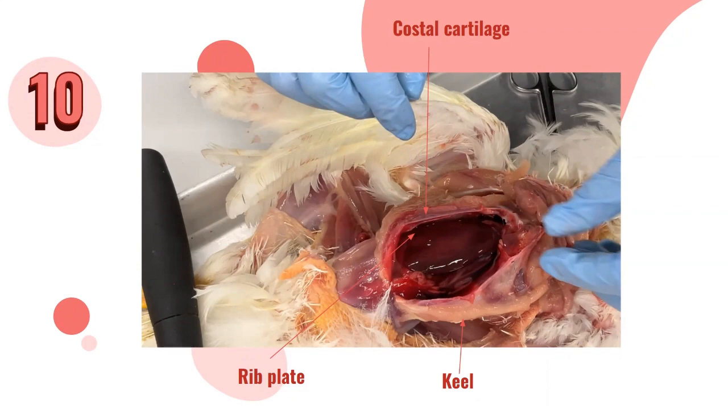You can also see the keel in this picture. The keel is cartilage that provides a place of attachment for the wing muscles. The rib plate, which is covered by the costal cartilage in the picture, protects the organs in the chest.